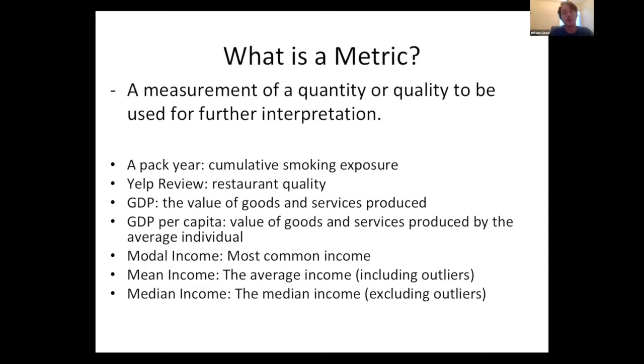Something we're hopefully all aware of is a Yelp review and sort of the fragility of that, but it is a metric, right? It shows what a population's interest in something is, not necessarily how good a restaurant is. But GDP, the value of goods, GDP per capita, the value of goods divided by individuals, you can think about how those different things can be sold and marketed in different ways.